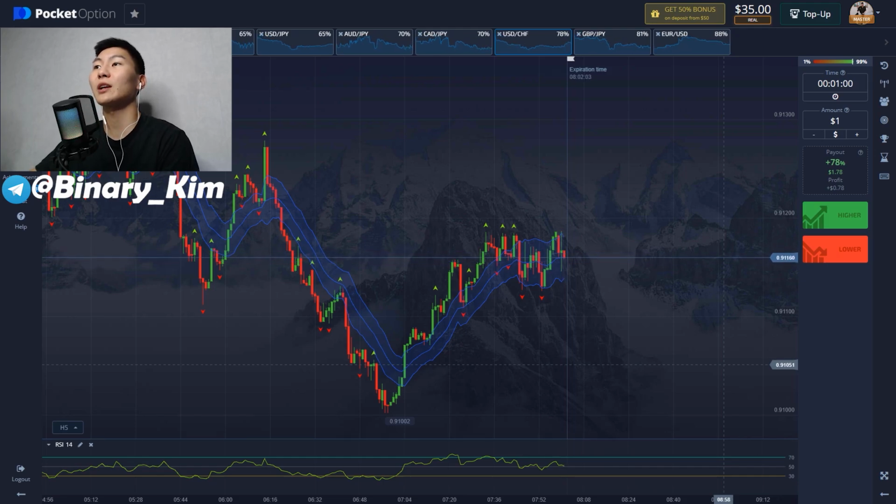We are gonna wait for the touch of the lower or upper boundary of the channel. The same goes for rebounds from the middle line of the channel. The RSI is our supporting indicator. We are gonna watch touches of the oversold and overbought zones and try to play out the reversals. And the fractal is gonna help us identify local highs and local lows. Well, let's get started, guys.